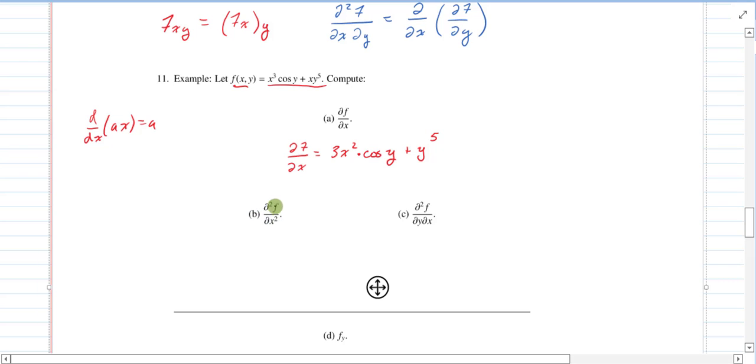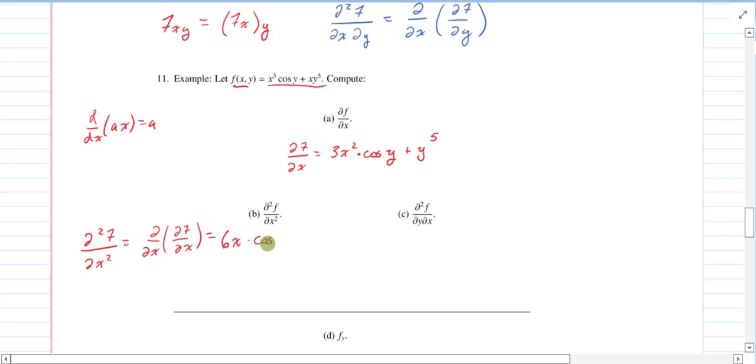Now I want you to take the second partial derivative, and you're going to do it with respect to x again. So I'm asking you to take partial squared f, partial x squared. So that's equal to partial x of partial f, partial x. So I'm going to take my answer from before and take the partial derivative of this with respect to x again. So I'm again going to treat y as if it were a constant and then differentiate with respect to x. This gives me 6x times the cosine of y plus y to the fifth.